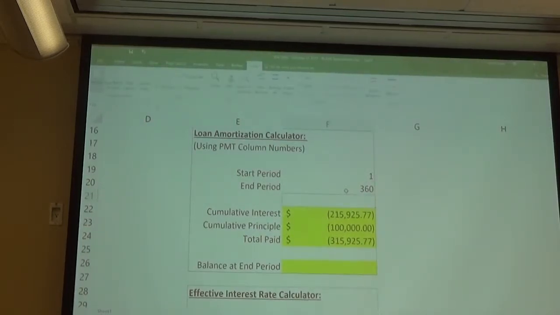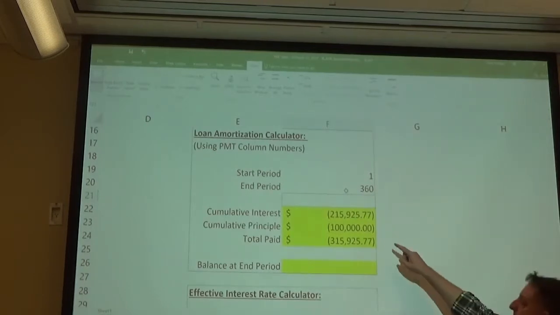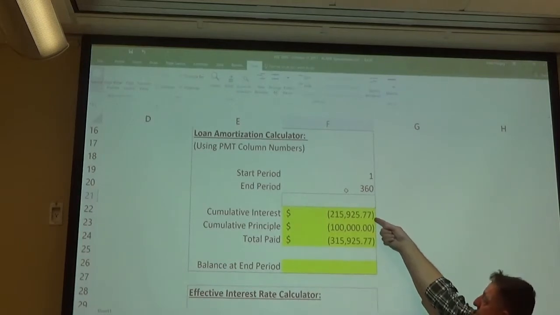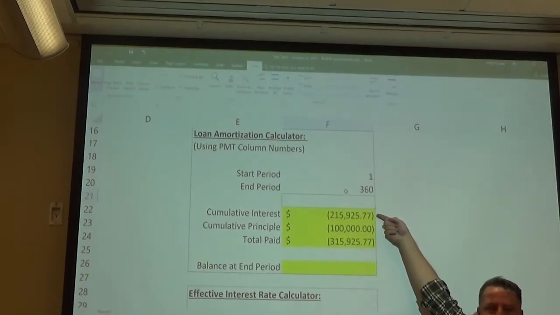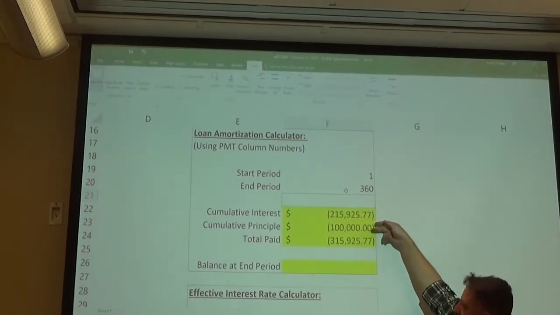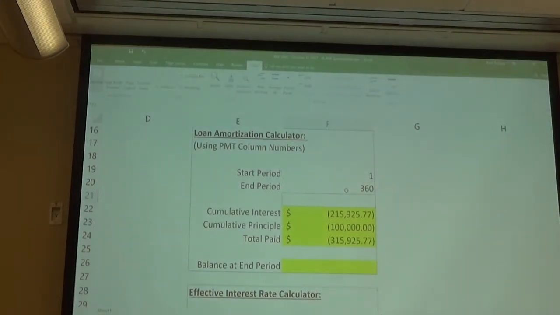So for 360 months, the full loan term, you pay back the full $100,000 of your loan. You pay $215,000 in interest. Your total out of pocket, obviously adding those two together, is $315,000, all right? Does that make sense, everybody?